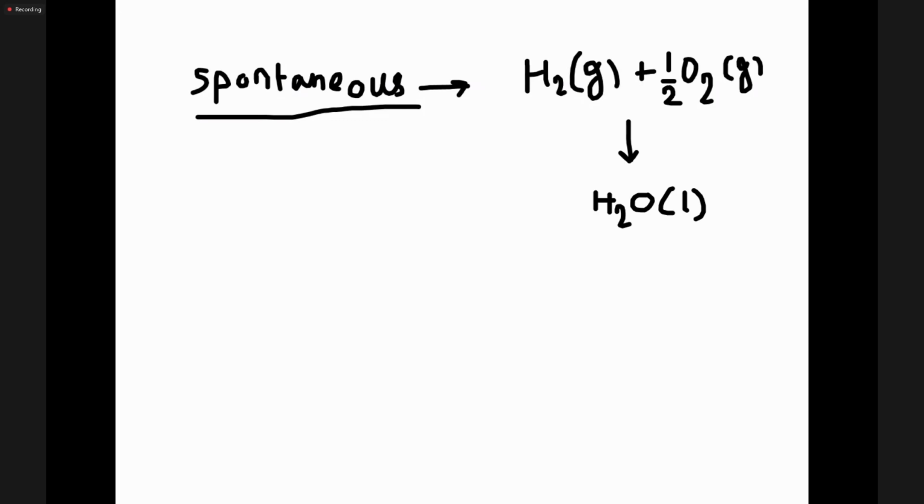Now, these gases may be mixed at room temperature. Room temperature means around 25 degrees Celsius. And it can be left for many years. For many years, it will be kept as it is, but we will not observe any perceptible chemical change.